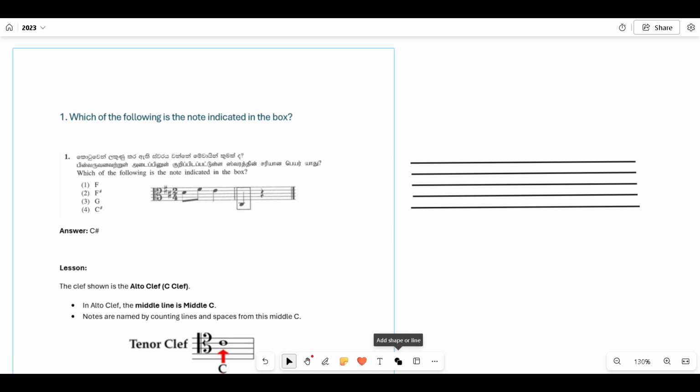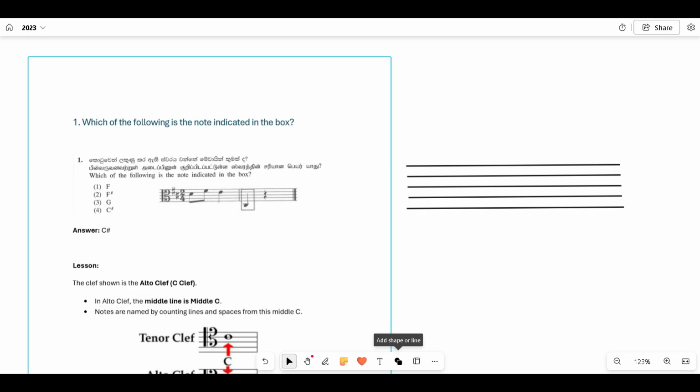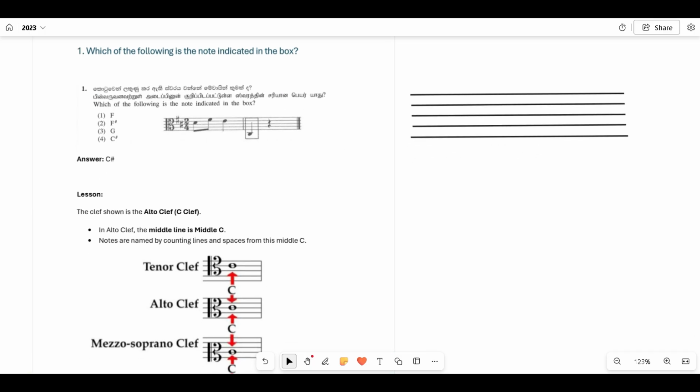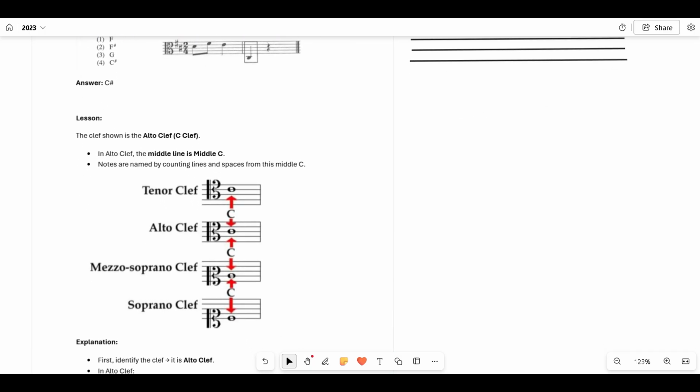Which of the following is the note indicated in the box? Now, this is actually the alto clef, not the tenor clef. So, let's learn about the clefs first. This is the tenor clef, this is the alto clef, soprano clef, mezzo-soprano clef, and soprano clef.